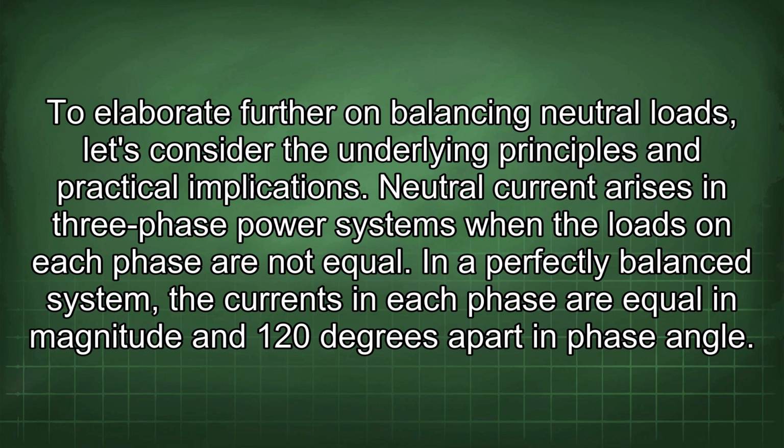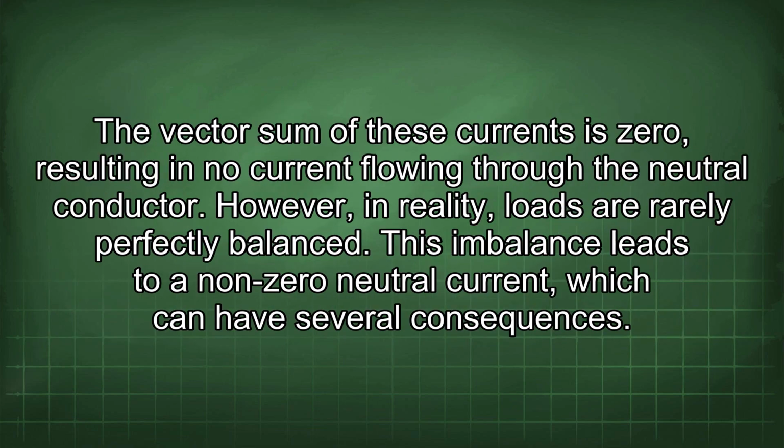To elaborate further on balancing neutral loads, let's consider the underlying principles and practical implications. Neutral current arises in three-phase power systems when the loads on each phase are not equal. In a perfectly balanced system, the currents in each phase are equal in magnitude and 120 degrees apart in phase angle. The vector sum of these currents is zero, resulting in no current flowing through the neutral conductor. However, in reality, loads are rarely perfectly balanced. This imbalance leads to a non-zero neutral current, which can have several consequences.